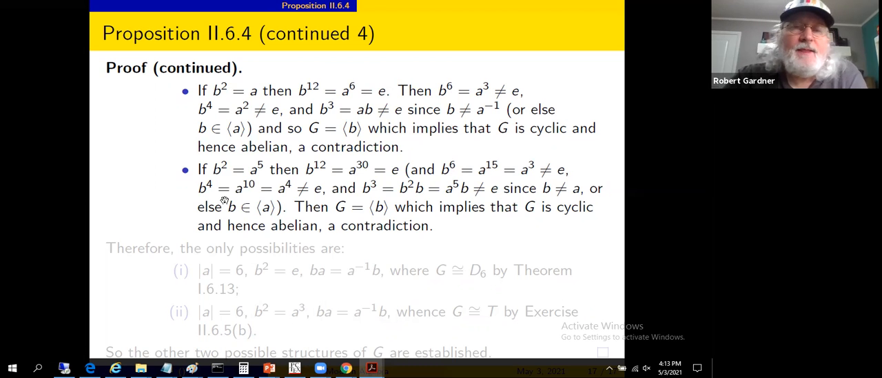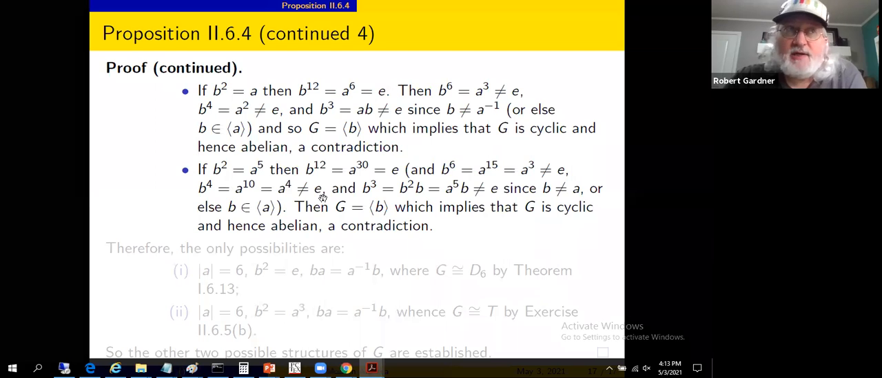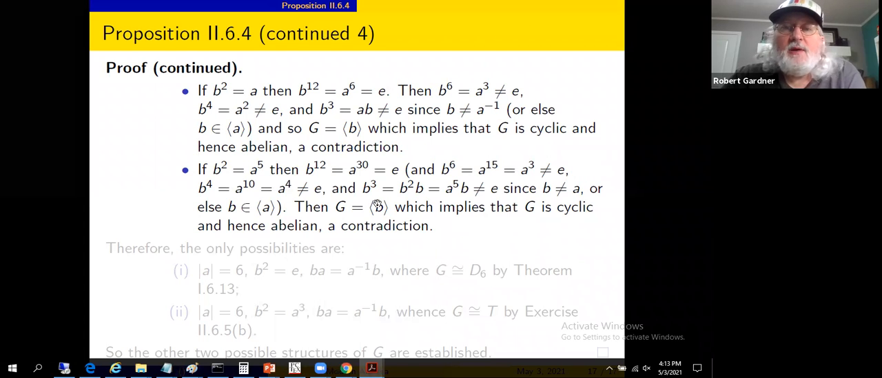B to the 4th. Square both sides. A to the 10th. Mod 6 it. A to the 4th. A to the 4th is not the identity. A is an element of order 6. B cubed. Multiply both sides on the right by B, as we did above, to get B cubed is A to the 5th B. That's not the identity.